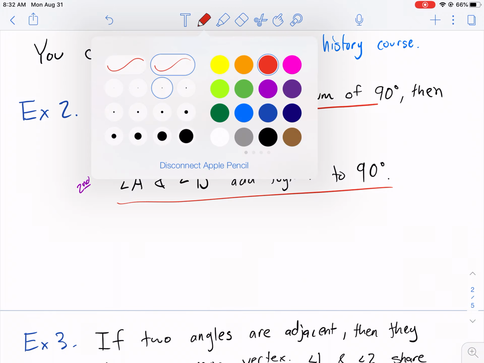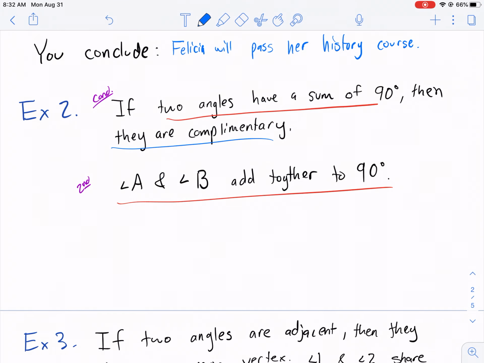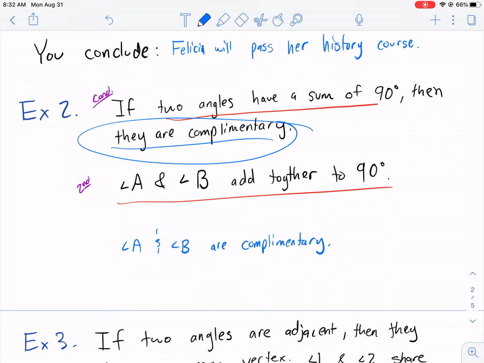Now the third step is we can write a true conclusion using the details. So we can say angle A, we're writing the conclusion. So let's use blue. Angle A and, I changed my and look, angle B are complementary. Okay, I'd simply write the conclusion with the new details to form my conclusion.